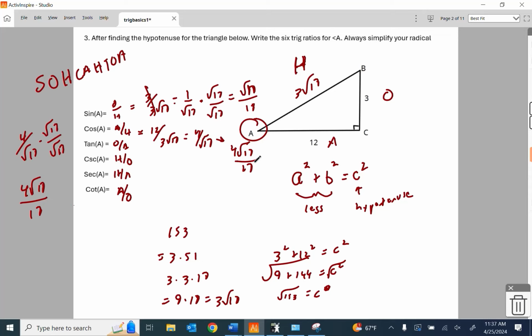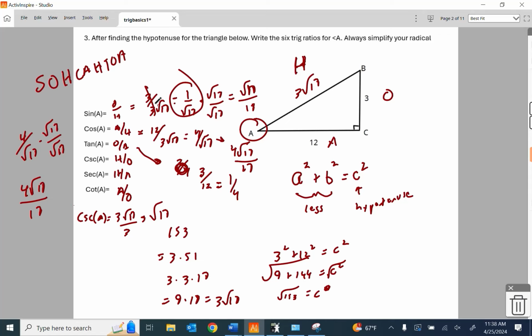Tangent's going to be opposite over adjacent. That's 3 over 4. Sorry, 3 over 12. I don't know what I'm doing. 3 over 12, which is 1 over 4. Alright, the cosecant ratio. I got this all too close for me to write. Cosecant is hypotenuse over opposite. So it's 3 root 17 over 3, which is just root 17. It's not hard. You could have flipped it right here too.